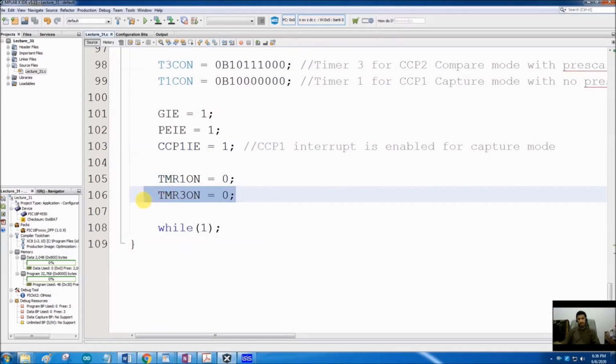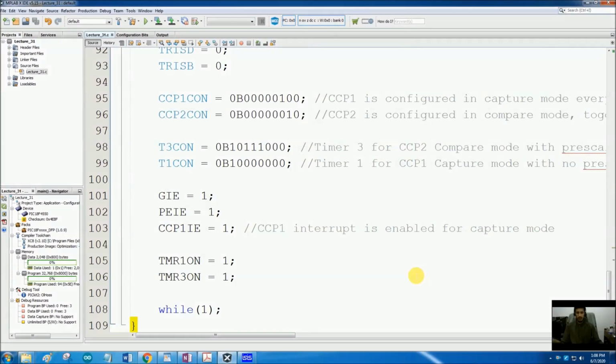Timer 3 is also on. So timer 3 will start running and it will keep running, and whenever it reloads, the CCP2 peripheral is running in the background and it will keep toggling the output pin. So we don't need to worry about that. Okay, so let's see what frequency we should be expecting at the output of CCP2, because we are using it in compare mode to generate a waveform at the output.